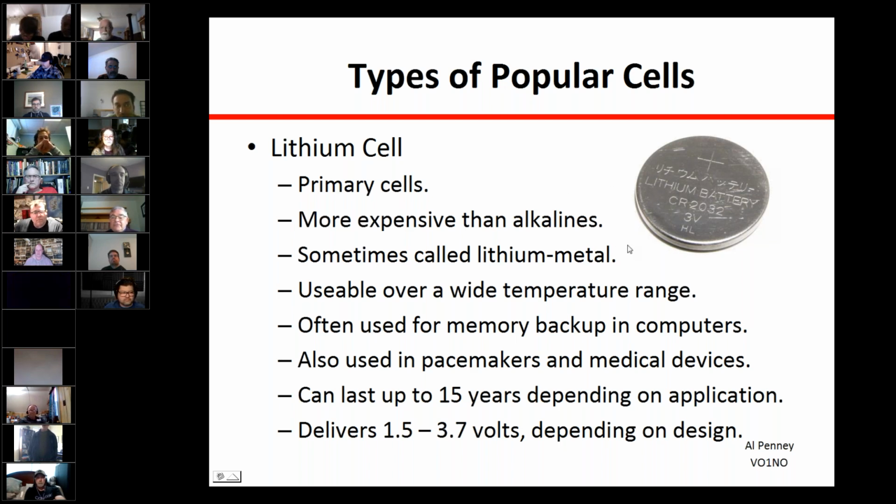Al, I was just wondering about the current and the voltage. If you have more voltage, does that diminish the current and vice versa? Or is it just to do with the capacity?